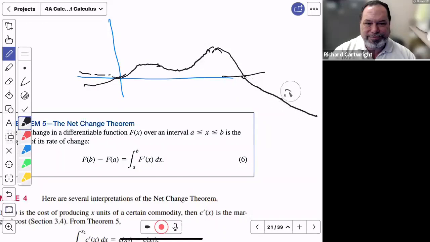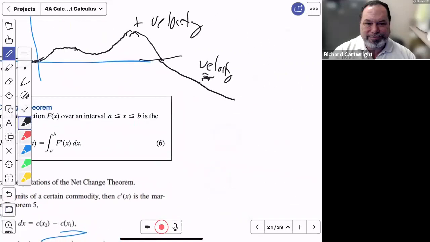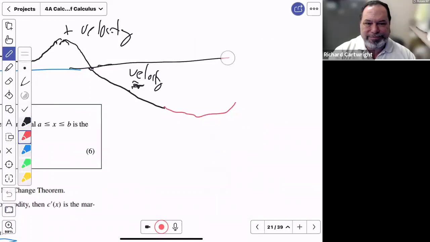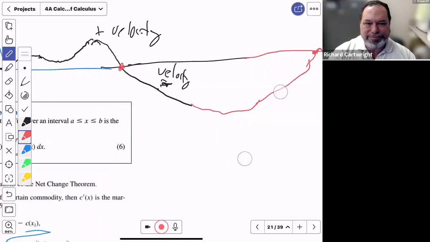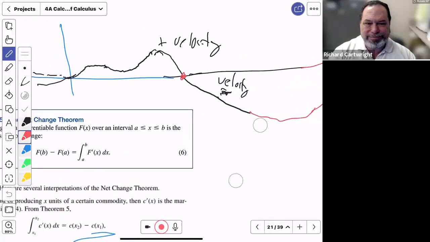This is negative velocity. This was positive velocity. So my net change could possibly be, let me finish it up. I drive straight home, and then I slow down at my house, and there I stop the car. I stopped the car here too when I turned around. I stopped the car here because I'm sitting in my driveway. So look what my net change became.